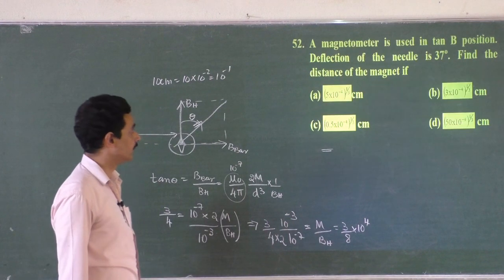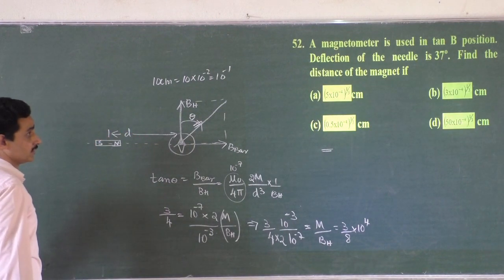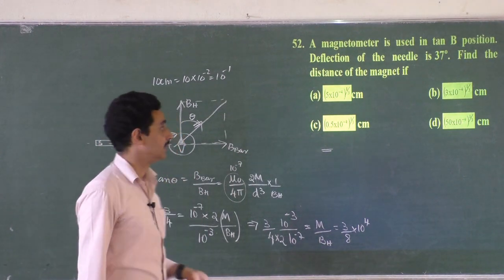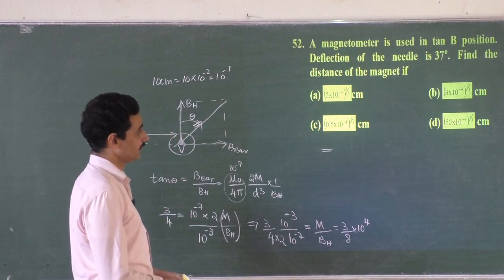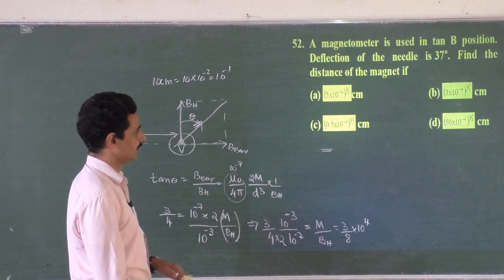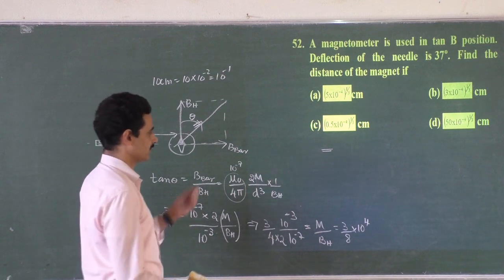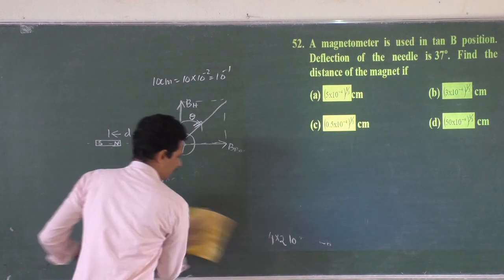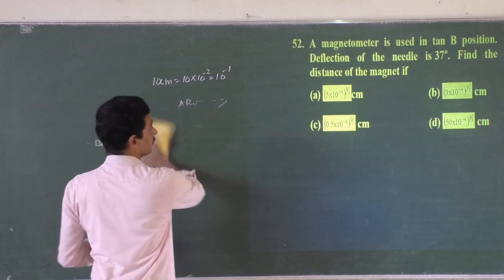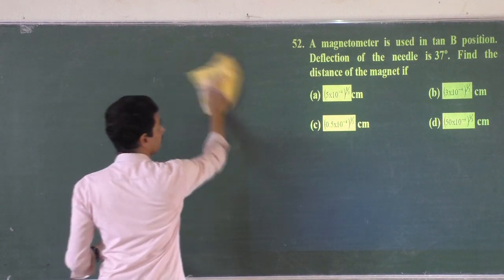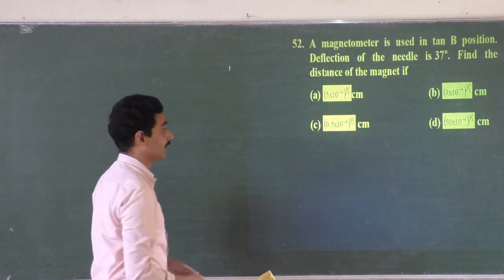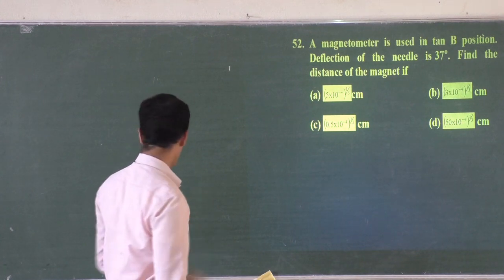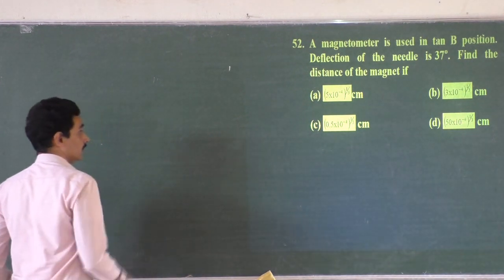52. Yeah. A magnetometer is used in tan B position. That means equatorial line magnetic field. Deflection of the needle is 37 degree. Find the distance of the magnet. Of course, tan 37 is not given here. It is 3/4. Find the distance if, something is missing. If m/bh, that should have been given there. It is not given, right? It should be given.